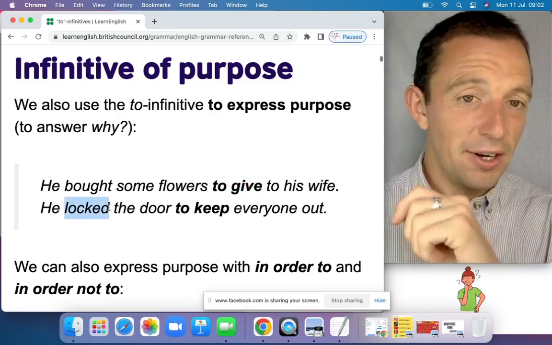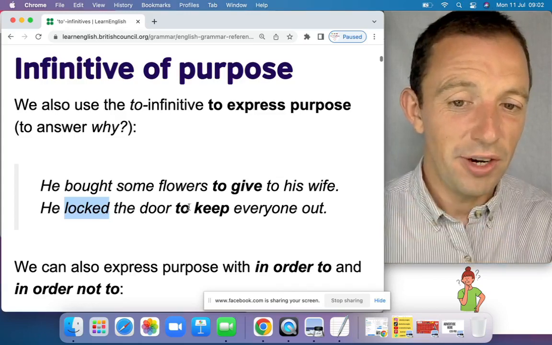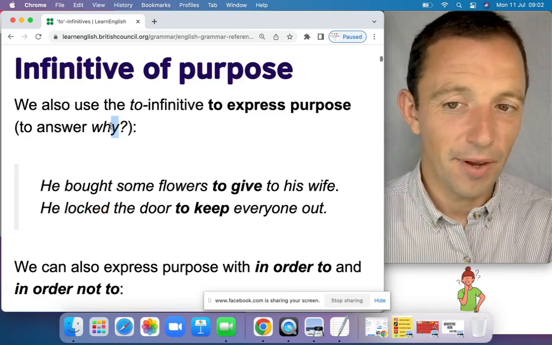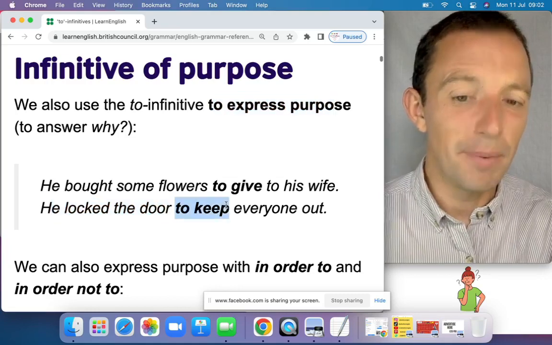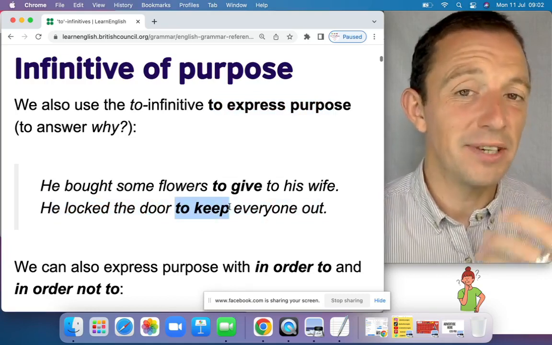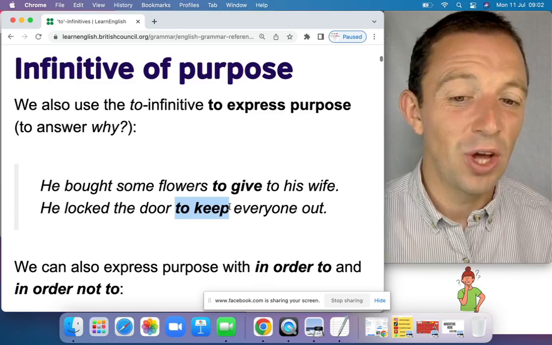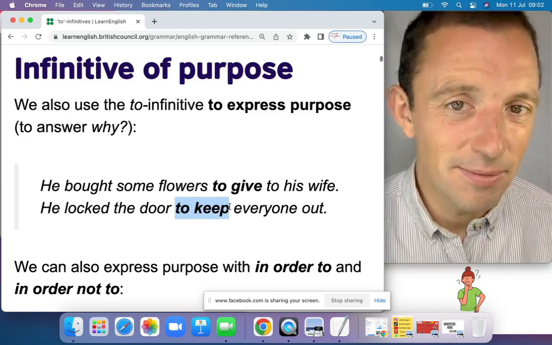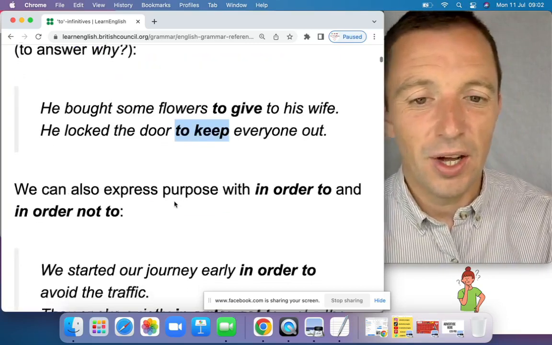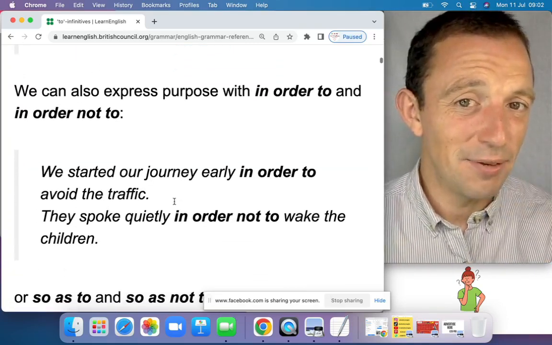He locked, or she locked, the door. Why? He locked the door to keep everyone out. So the infinitive is required to explain why. And that's very important definition. Also, this is really, really important.